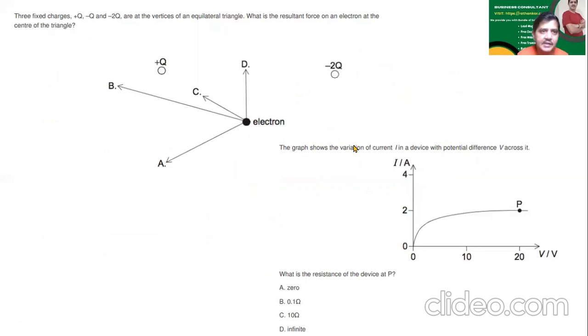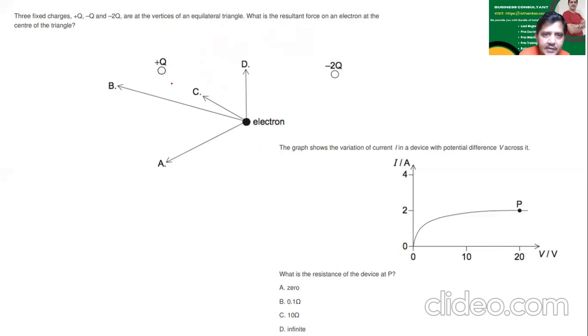In the next question, 3 fixed charges: plus Q, minus Q, and minus 2Q are placed in the form of an equilateral triangle. Plus Q is here, minus Q is here, and this is minus 2Q. What is the resultant force on an electron at the center of the triangle?